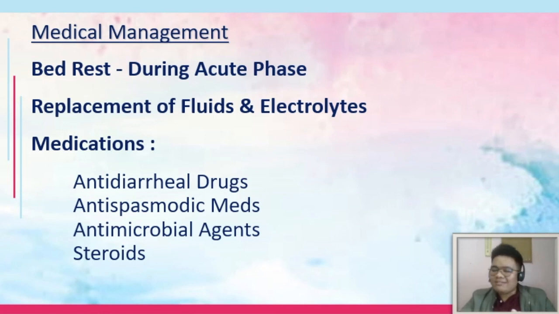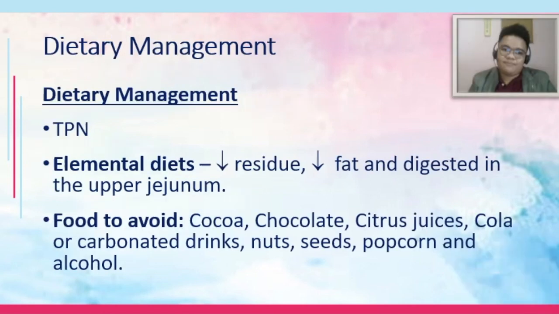Medications. You give your anti-diarrheal drugs, loperamide for that case. Antispasmodic medications such as propantheline and glycopyrrolate. Antispasmodics stop spasms. Antimicrobial agent, just the same with your ulcerative colitis, sulfasalazine is the drug of choice. And then your steroids and anti-inflammatory or immunosuppressant drugs, because again, there is an exaggerated immune response here in your inflammatory bowel diseases.